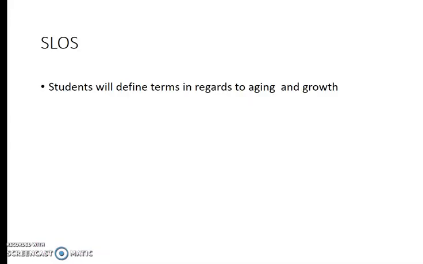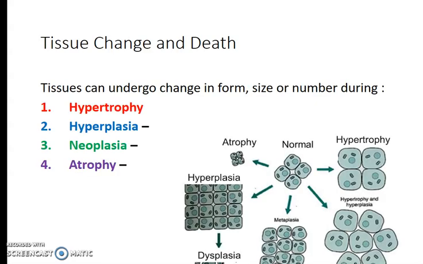So for the rest of this video, we're going to look at aging and growth, and we are going to look at body membranes. So we are going to look at 4 changes in size and number of tissues. There's more than this. We are going to look at hypertrophy, hyperplasia, neoplasia, and atrophy.